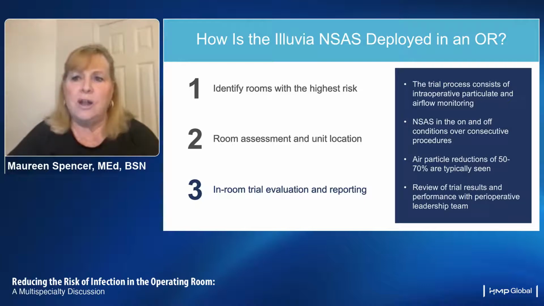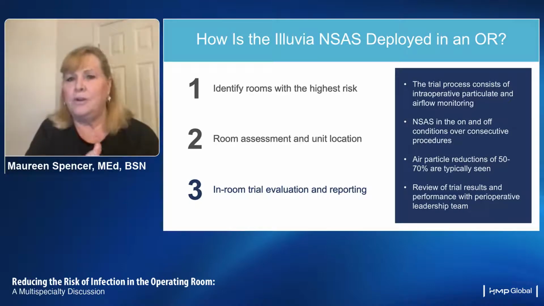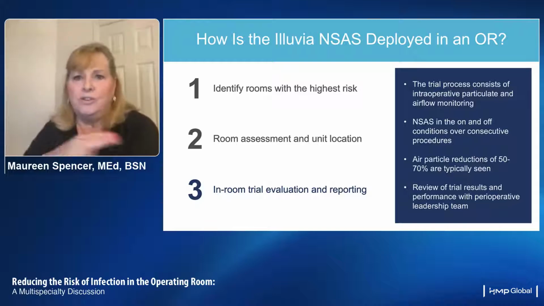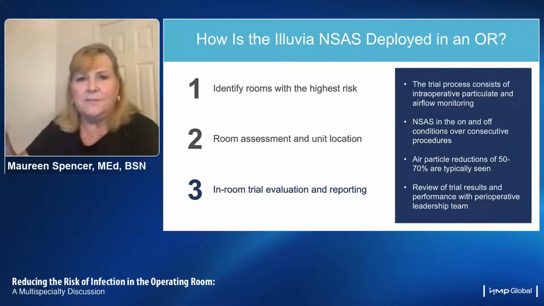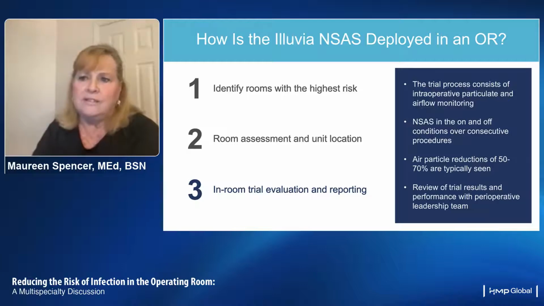And then the in-room trial evaluation and reporting. The trial process consists of intraoperative particulate and airflow monitoring that's done by this equipment, with the equipment on and off over consecutive periods of time. You want to get a baseline of what the airflow and particulate count was in the room before and during surgery, so you can see, as was shown by the previous speaker who's used this, how when the doors open, things came up, but this could keep the level lower. So you can get almost 50 to 70% typically seen with this equipment. And then review the trial results and performance with your perioperative leadership team.